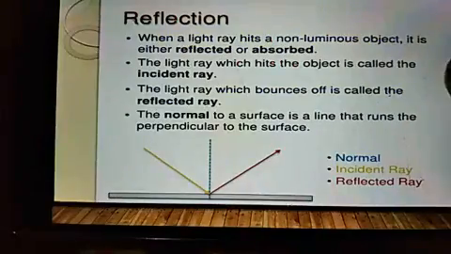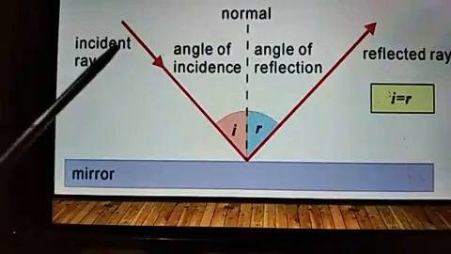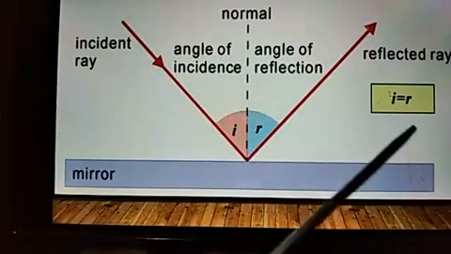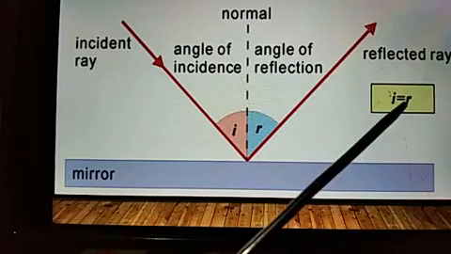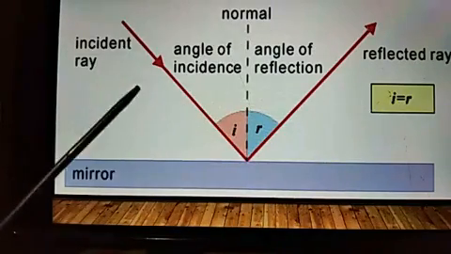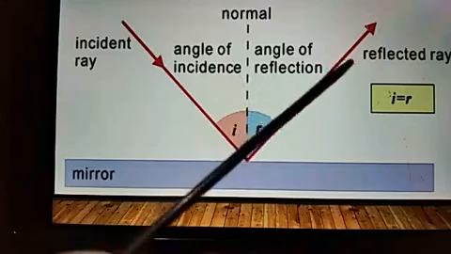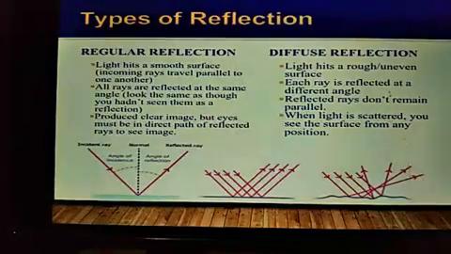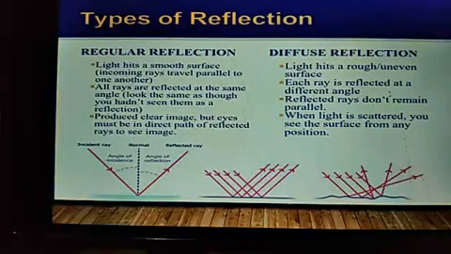So this was all about the laws of reflection. You can also see in this diagram, the angle of incidence and angle of reflection are equal, I equals R. And all three rays, the incident ray, normal and reflected ray, lie in the same plane. So I hope the laws of reflection are clear.